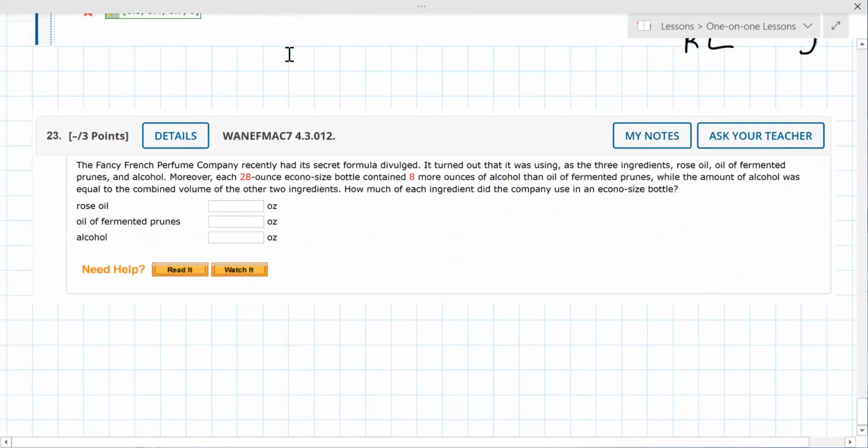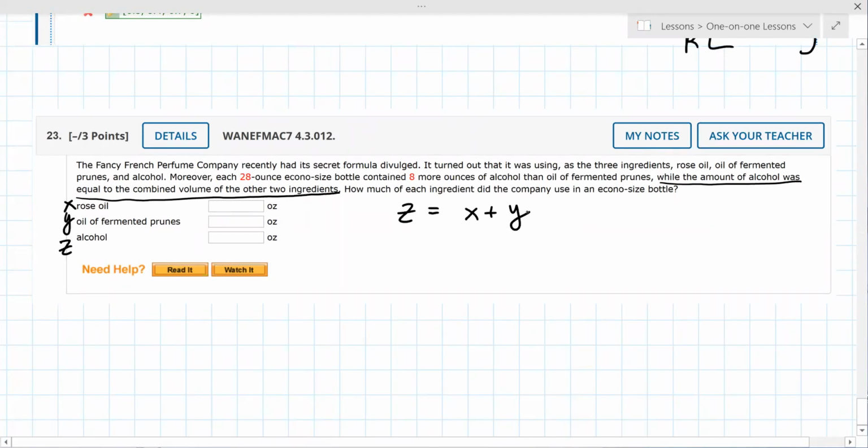All right. So X is rose oil, Y is oil of fermented prunes, and Z is alcohol. It turned out that it was using as 3 ingredients: rose oil, oil of fermented prunes, and alcohol. Each 28-ounce econo-sized bottle contained 8 more ounces of alcohol than oil of fermented prunes, while the amount of alcohol was equal to the combined volume of the other 2 ingredients. So that second one here, while the amount of alcohol equal to the combined volume of the other 2 ingredients, that means that alcohol Z is equal to X plus Y.